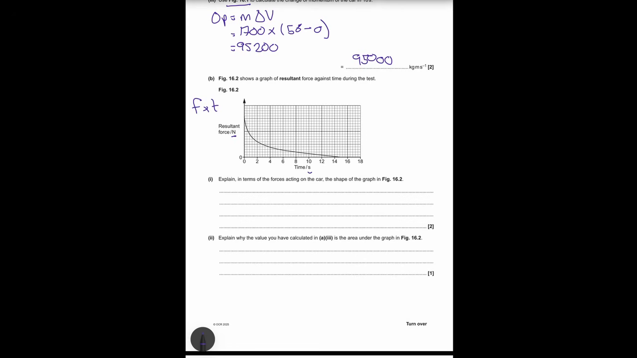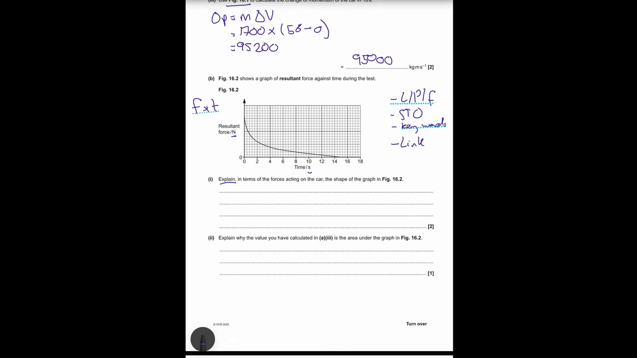It says, explain in terms of the force acting on the car, the shape of the graph. So it's an explain question, obviously, so I'm going to try to get some kind of law, principle or formula in there if I can. I'm going to try and do the state the obvious, make sure I'm using keywords, and make sure that I'm linking it to the question.